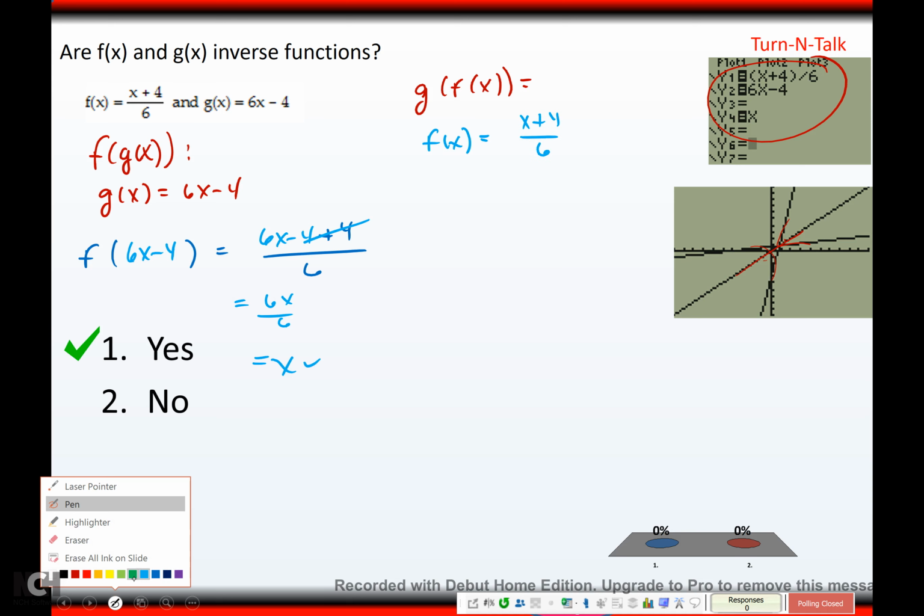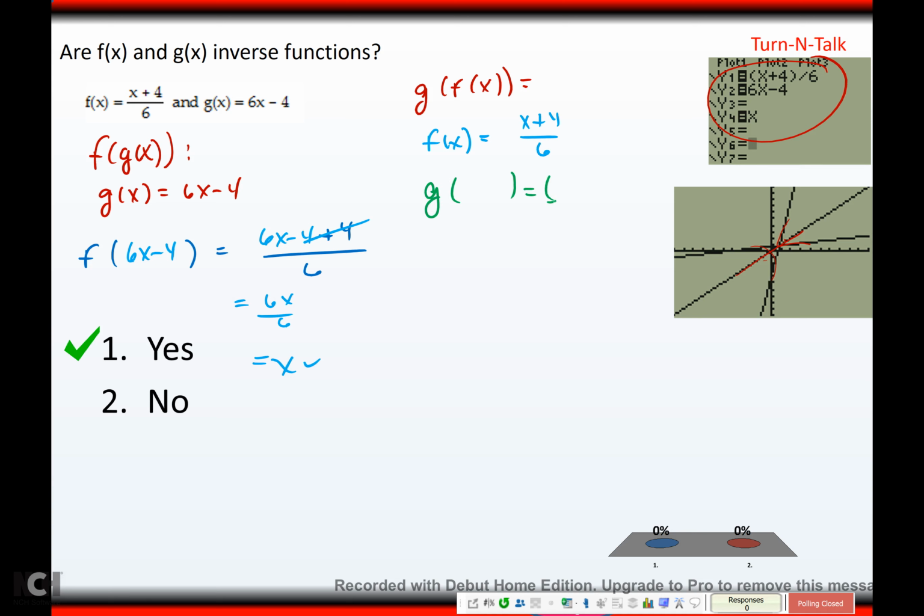The other side, I have to start with f of x, which is x plus 4 over 6, and I have to go to g, and g says 6 times whatever you bring minus 4. I'm bringing x plus 4 over 6. The multiplication and division by 6 cancel, and I'm left with x plus 4 minus 4. They cancel. I'm left with x, which is the identity. They both came out to the identity, so yes, these are inverses.